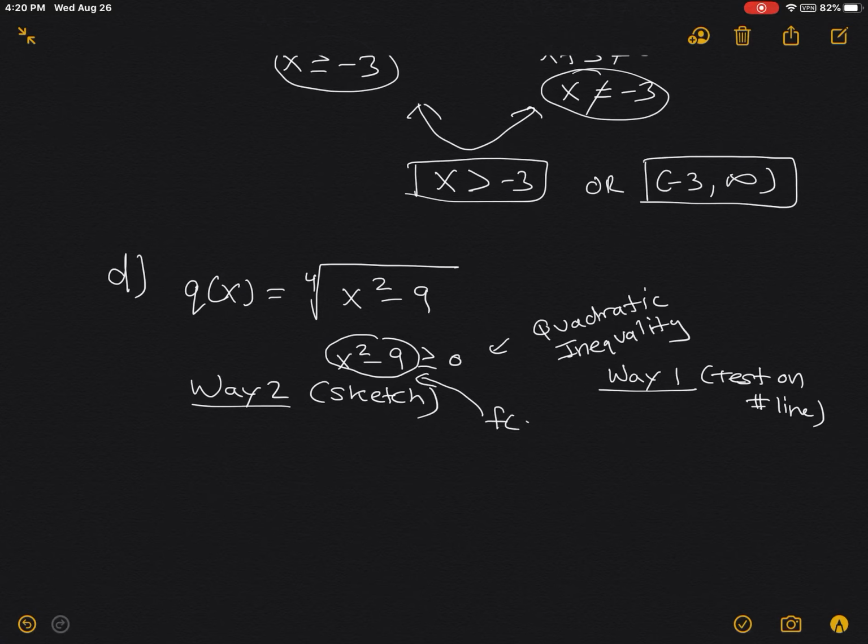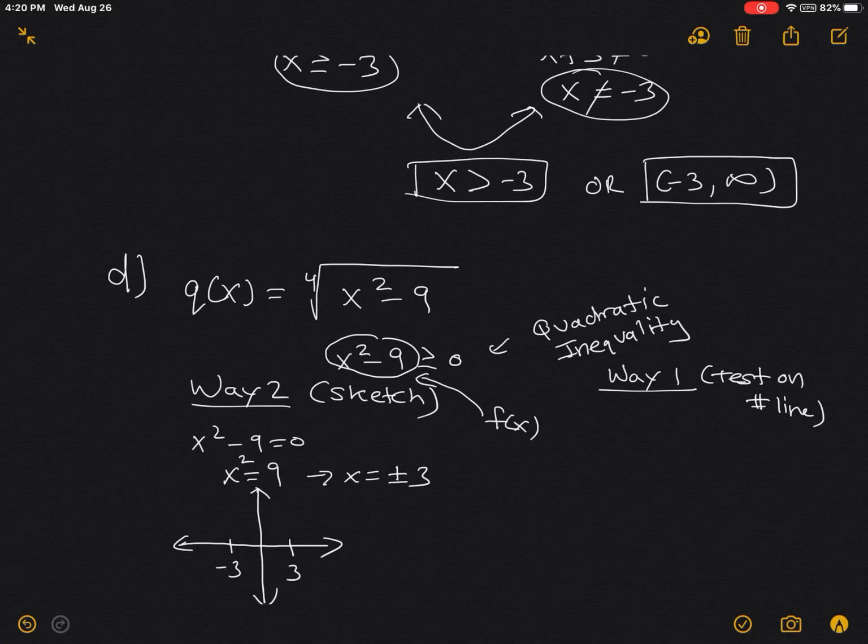Call this guy your f of x. The first thing you want to do is find your x-intercepts. Assuming that's f of x, you're going to get x squared is equal to 9, so x is equal to plus or minus 3. Those are my x-intercepts. If I'm going to sketch it and test it on the number line, here's -3, here's positive 3. This parabola is going up because a is positive, so roughly it's going to look something like this.